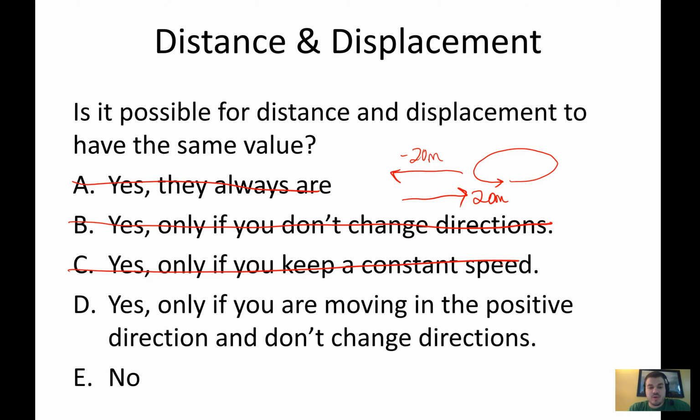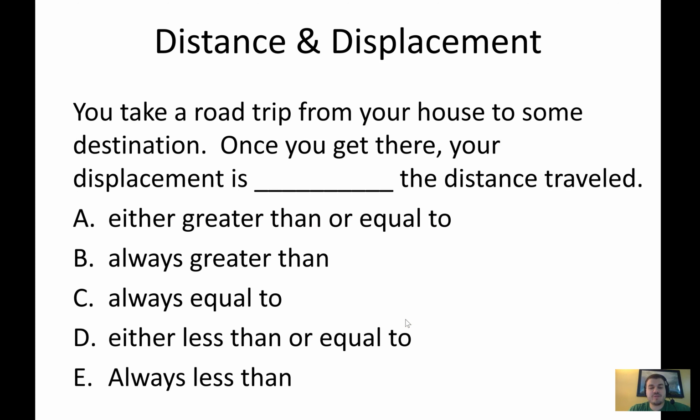So the statement is correct if I say yes, they can be the same. If I move in the positive direction and I don't change directions, then my distance and displacement would be the same. Say I take a road trip from my house to some destination. When I get to that destination, how does my displacement compare with my distance? So my displacement and my distance have an important relationship here where if I went on a straight path to that other location, then both my change in position and my distance could be the same.